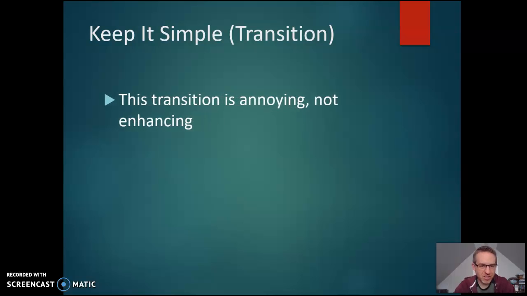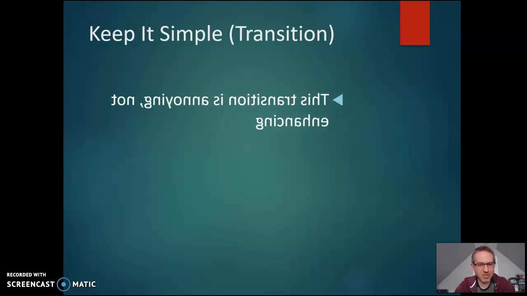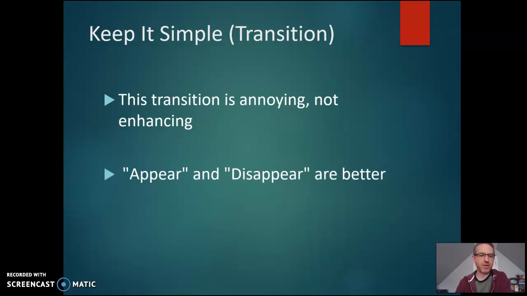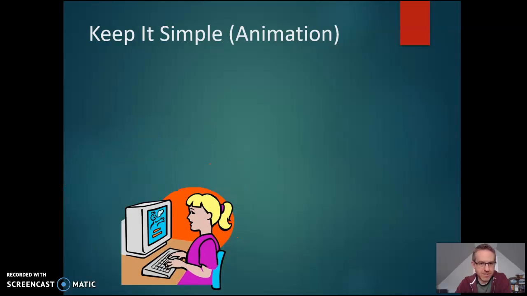Think about your transitions. Some of these transitions, you have to wait for them to finish. That's annoying. It's distracting. The speaker's probably going to wait until it moves on. The audience is wondering what it's all about. You probably just want to use appear and disappear. Maybe fade is actually what that one is. But that's much better. It doesn't distract the audience, okay?